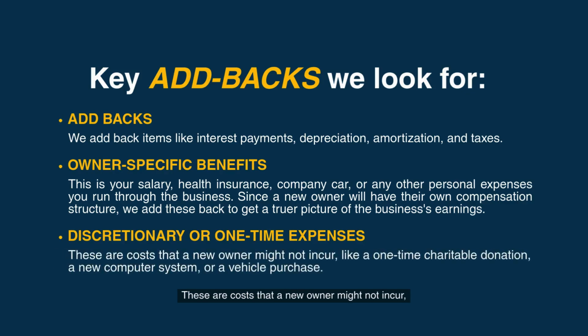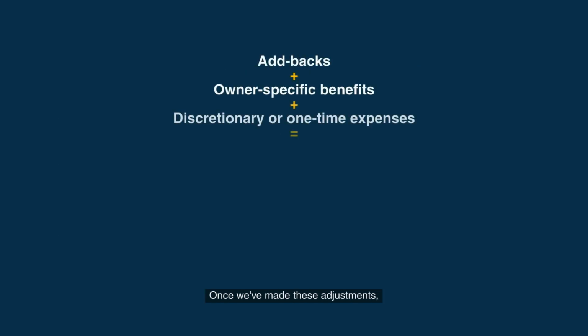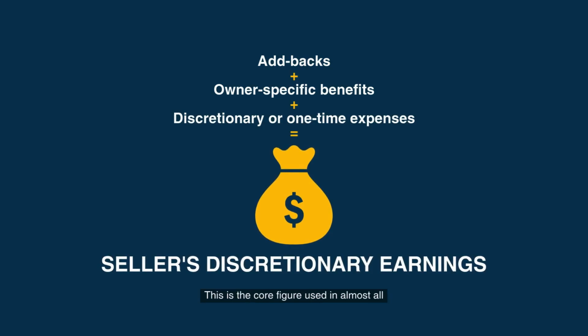Discretionary or one-time expenses. These are costs that a new owner might not incur, like a one-time charitable donation, a new computer system, or a vehicle purchase. Once we've made these adjustments, the resulting number is your seller's discretionary earnings. This is the core figure used in almost all small business valuations.